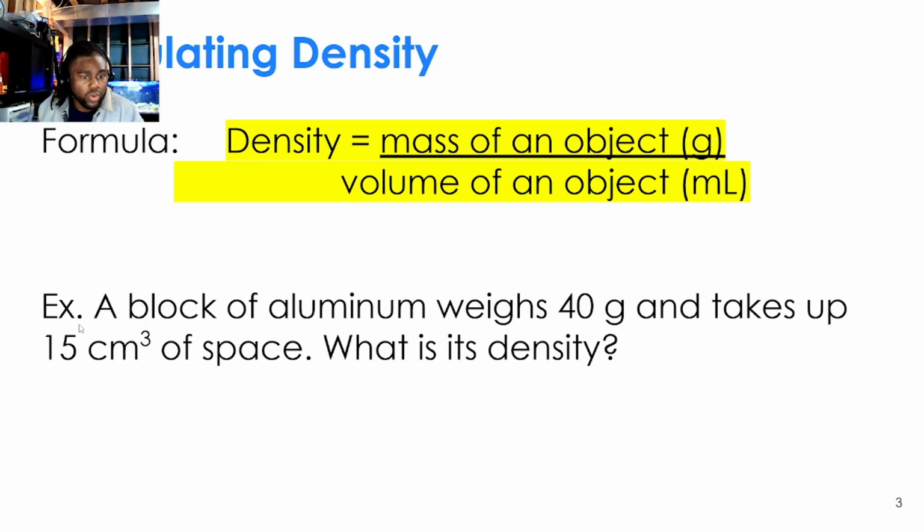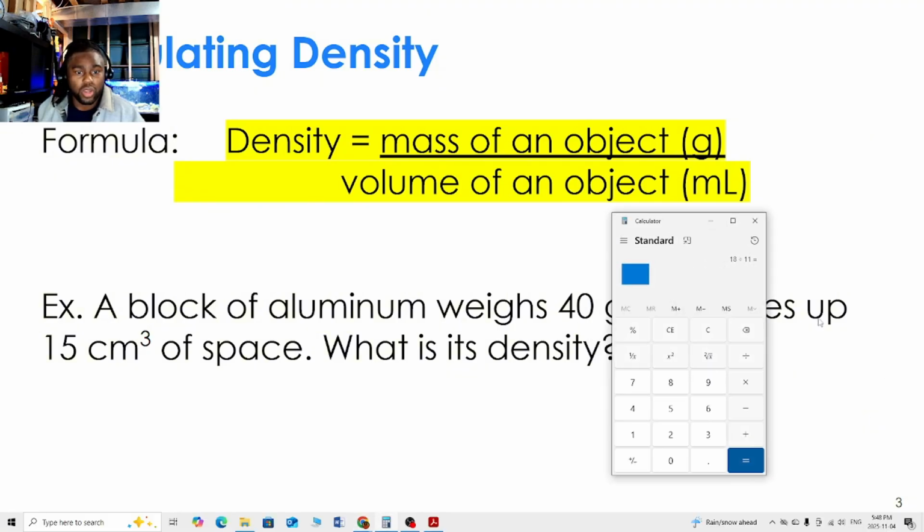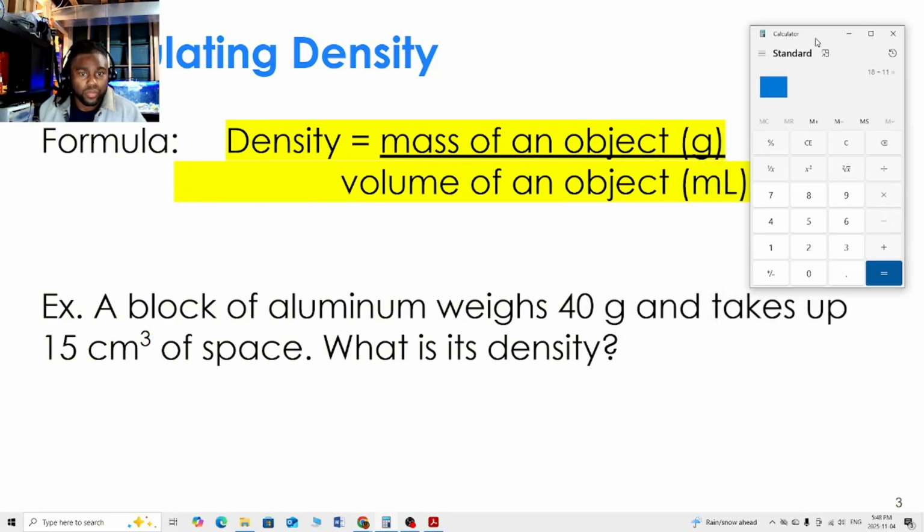Okay, here's an example for you. A block of aluminum weighs 40 grams and it takes up 15 centimeters cubed of space, which is also equivalent to milliliters. What is its density? So what we can do is we can grab our calculator and we can go 40 divided by 15, right? Mass divided by volume, and we get 2.666 or 2.6 repeating.